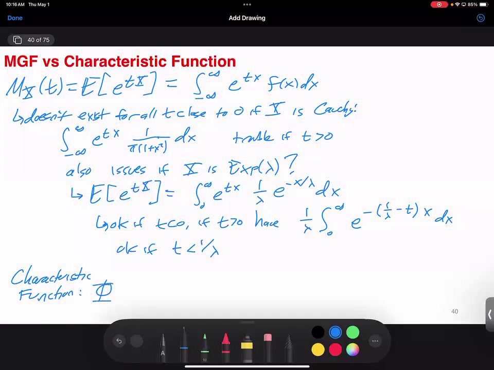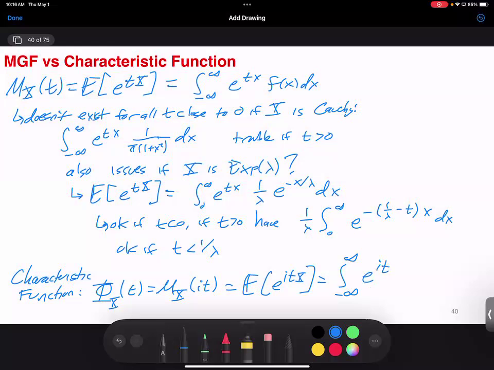And it's extremely similar. So phi x of t is the moment generating function at it, or it's the expected value of e to the itx. So it's the integral from minus infinity to infinity of e to the itx f of x dx. And so the point to note is the absolute value of e to the itx is the absolute value of cosine tx plus i sine tx, which equals 1. So the integral exists.